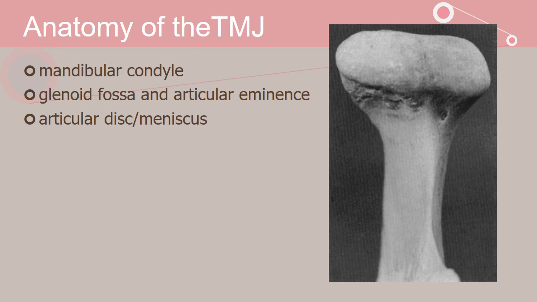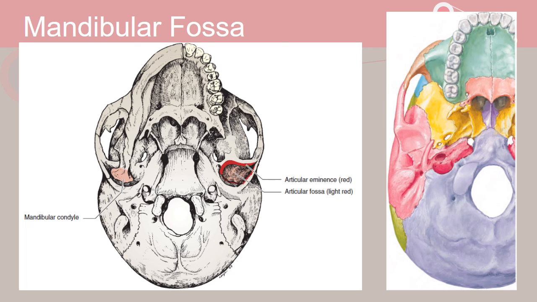skull called the articular or the glenoid fossa. It can also be referred to as the mandibular fossa. Here in this image, this is the inferior view of the skull. So the other half of the mandible is removed, showing the mandibular fossa in the temporal bone.